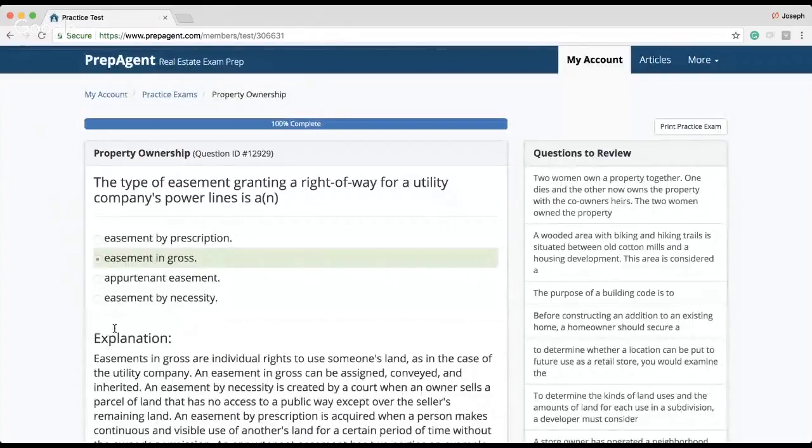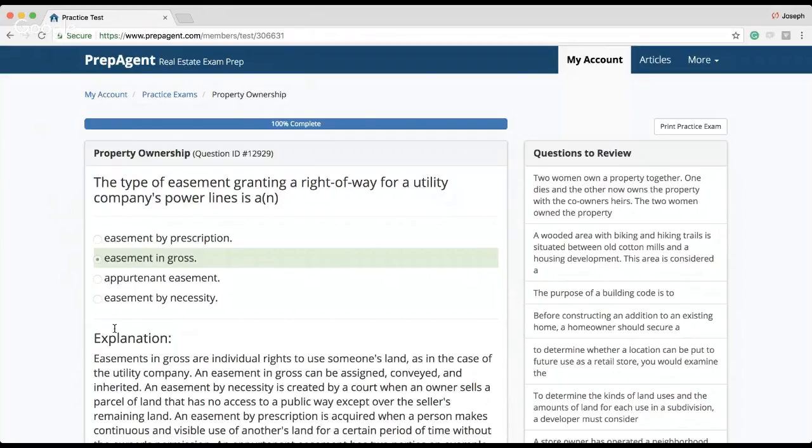Is an easement a lien? So is an easement a lien? That's my question for you guys. Is an easement a lien? You guys are answering no. Why is an easement not a lien? Good, because it doesn't have to do with money. It does not have to do with money.